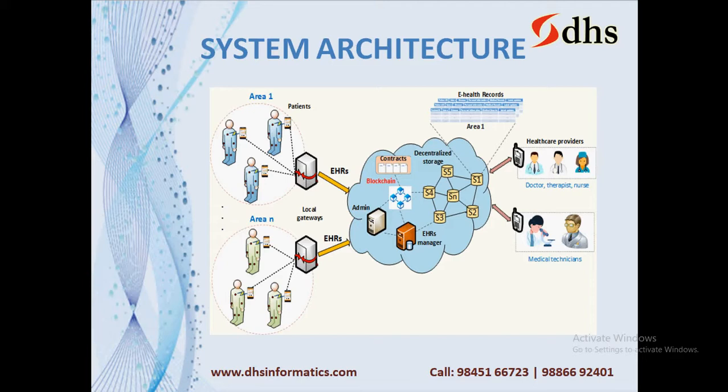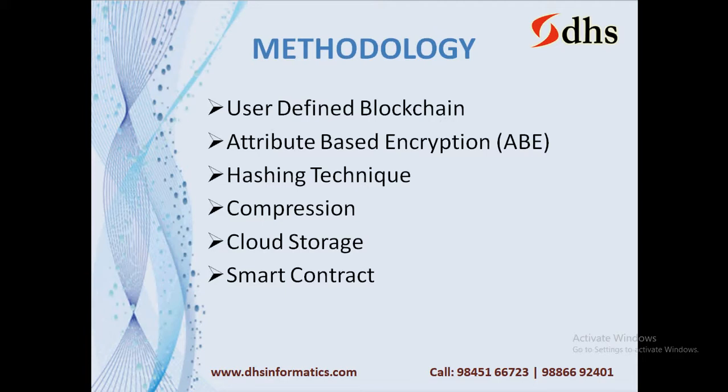The methodology: user defined blockchain, attribute based encryption. Inside, it uses asymmetric cryptography and a hashing technique. We are using MD5 or SHA1 hashing. We are using a compression technique, cloud storage, and a smart contract. What is a smart contract? For the data you stored in the cloud, you can check whether the data is the same as what you stored or whether it has been modified. That is called a smart contract. That is also achieved in this system.